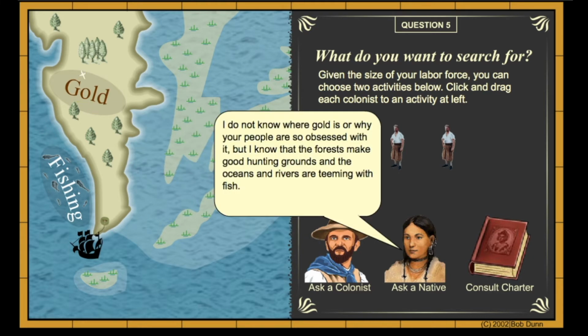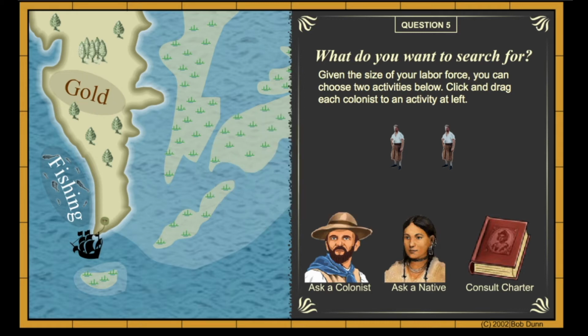Money, money, money, money. You do a voice for I do not know where gold is or why your people are so obsessed with it, but I know that forests make good hunting grounds, and the oceans and rivers are teeming with fish. So the natives who lived in this land and knew all about it were like, the important stuff is having like food and shelter and being able to like grow crops and find fish and stuff. But the settler colonist kind of sounds like he's all about the gold.